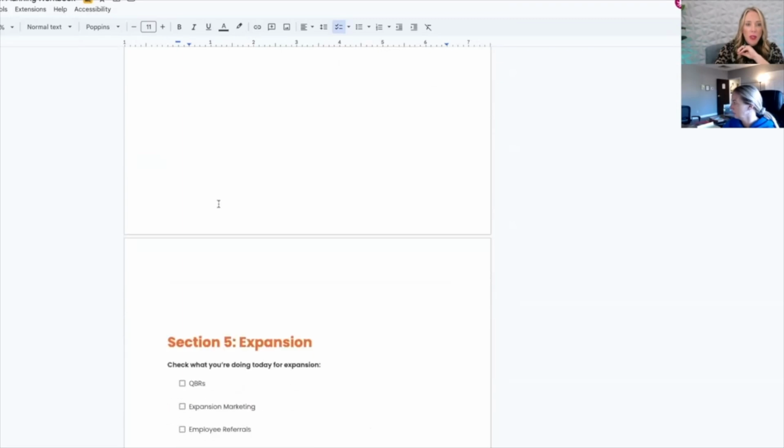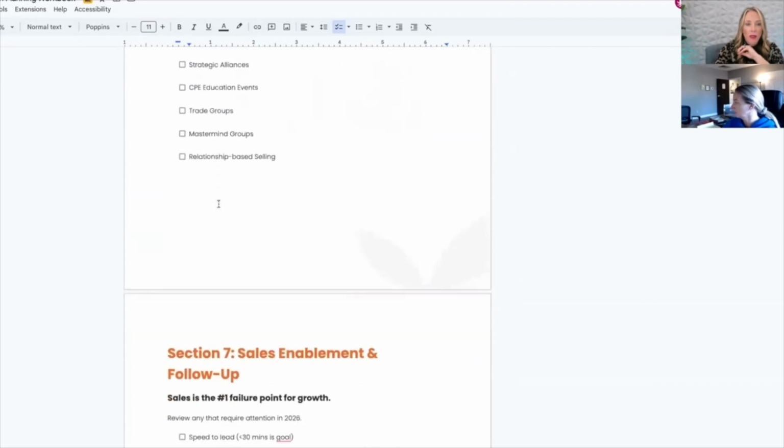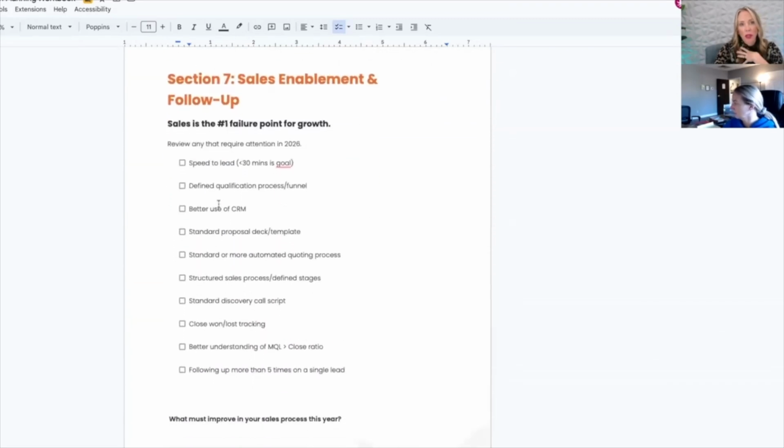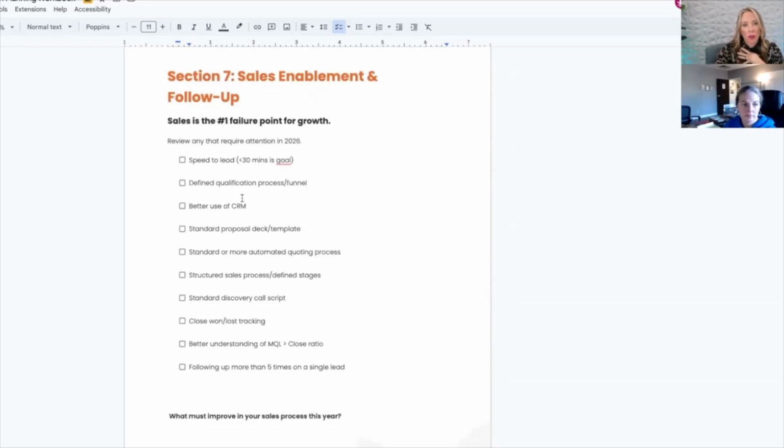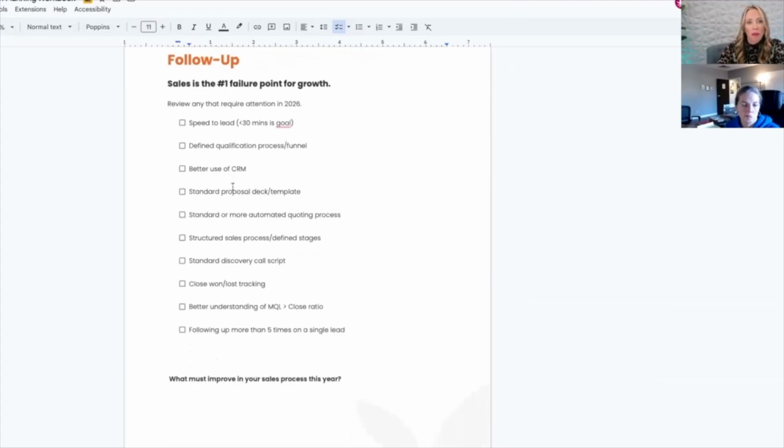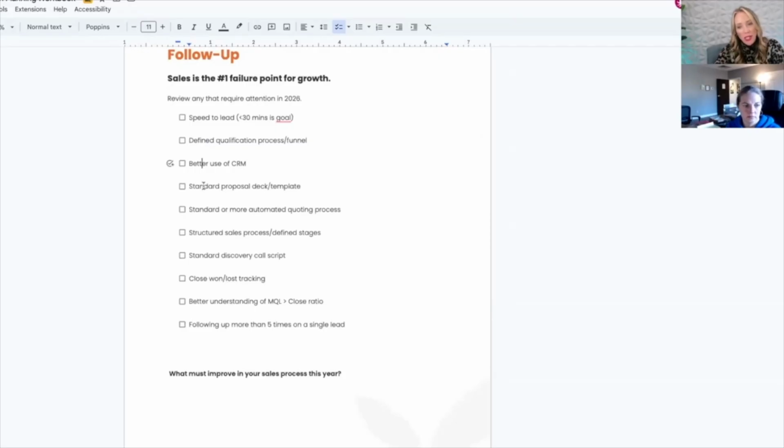and then we get into the sales readiness category. This is the most painful for me personally, just for those of you out there. It's starting to measure these things in sales that require attention. How fast am I able to get back with somebody? Do I have a defined qualification process to make sure that I'm not wasting time talking to the wrong people?